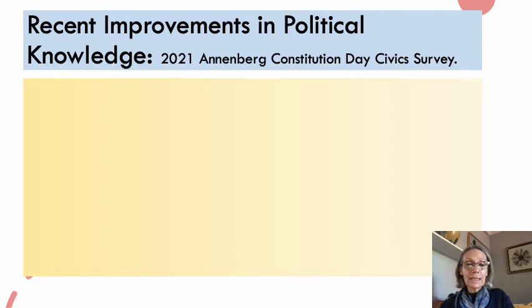So we've actually seen some improvements in political knowledge recently. And your textbook has some information about measuring political knowledge. It's a little bit out of date, so I thought I'd just give you some more up-to-date information. Every year, the Annenberg School of Public Policy puts on Constitution Day, which marks the ratification of the United States Constitution on September 17th, and they put out a civics survey. And it measures people's knowledge of politics. And we've seen some improvements recently.